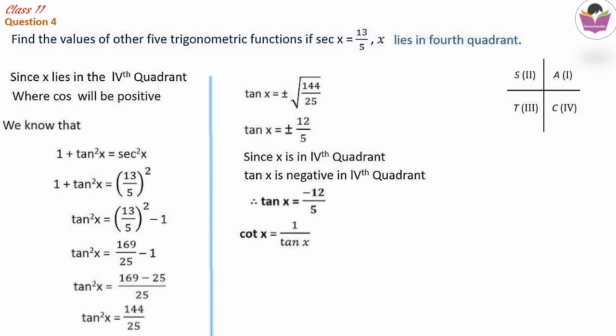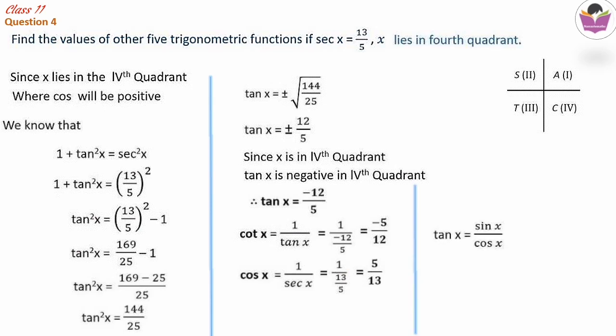Once you get tan x, directly we can go for cot x because cot is the reciprocal of tan x. So 1 by tan x, that is 1 divided by minus 12 by 5. When you take the reciprocal, the denominator goes to the numerator. That is minus 5 by 12. The next is cos x is equal to reciprocal of sec x. Sec x is 13 by 5. So 1 divided by 13 by 5, again take the reciprocal, it comes as 5 by 13.